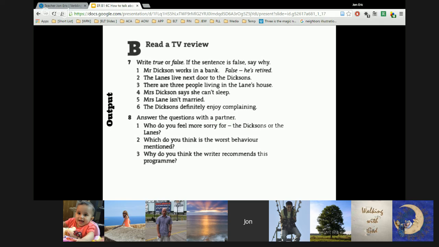Mr. Fabian, number 4. Mrs. Dixon says she can't sleep. Is that true? Yeah, it's true. But is it 100% true that only Mrs. Dixon says it? Okay, it's false because it doesn't specify Mr. Dixon. Right. It's the Dixons, so it's both of them. It's the couple. Both Mr. and Mrs. Dixon say they can't sleep, so it's actually false. Very good.